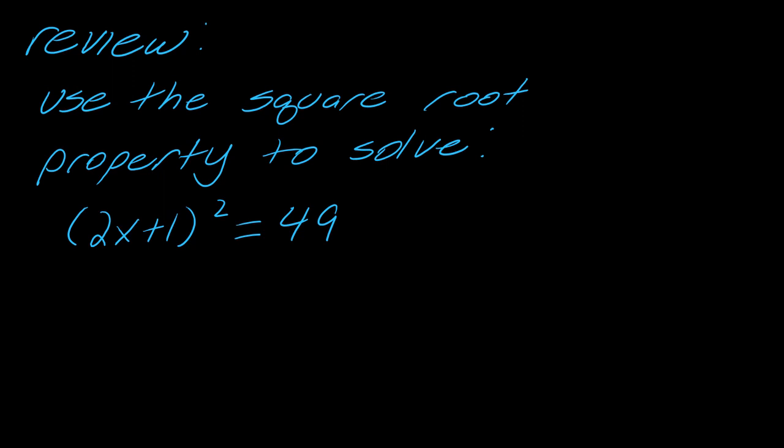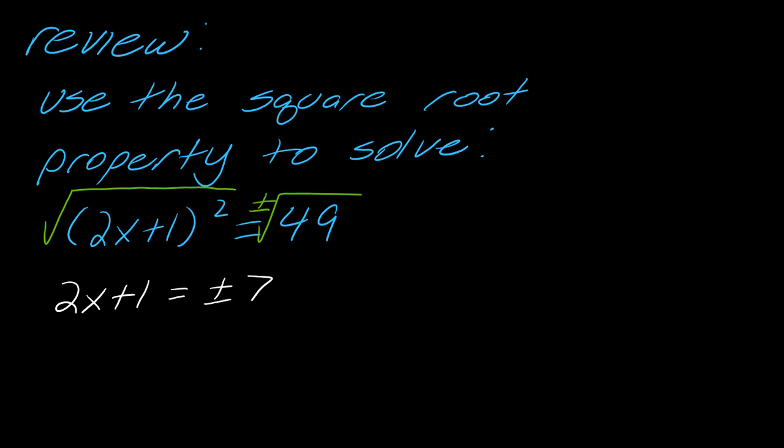All right, so to do this, you take the square root of each side, but we know that you have to take plus or minus. So then this will equal 2x plus 1 equals plus or minus 7. So I just have to break this off into its cases now. Let's start with the first one over here. So 2x plus 1 equals positive 7.